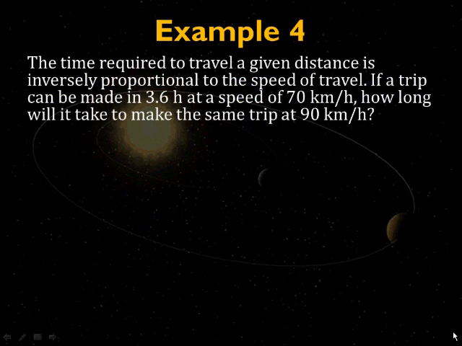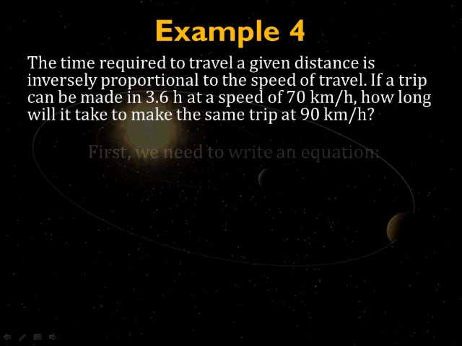Number 4, a word problem. The time required to travel a given distance is inversely proportional to the speed of the travel. If a trip can be made in 3.6 hours at a speed of 70 kilometers an hour, how long will it take to make the same trip at 90 kilometers an hour? Before you even go anywhere, you should know that if you go faster, the time should be less. So make sure when you get your answer that your time is less than 3.6. If it isn't, then you did it incorrectly.